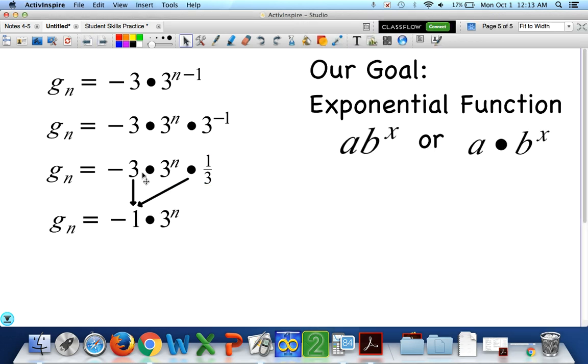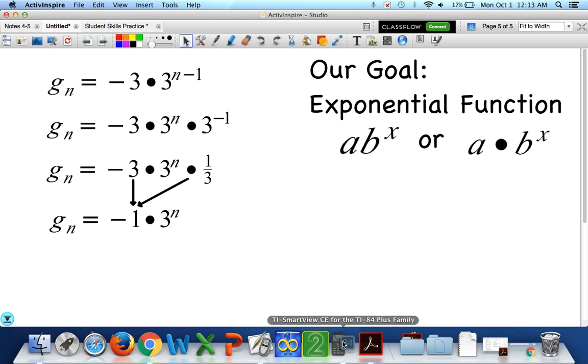And whenever I multiply those together, sure enough, -1 times 3 raised to the n power. Remember, do not put these together, okay? Do not, because this one has an exponent. We can't multiply these together. It's not going to become -3 raised to the n. It's got to be -1 times 3 raised to the n power. So this is our exponential function.